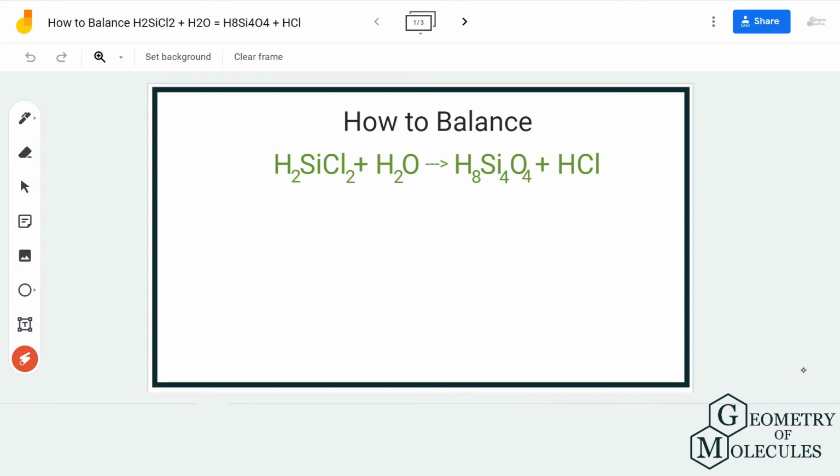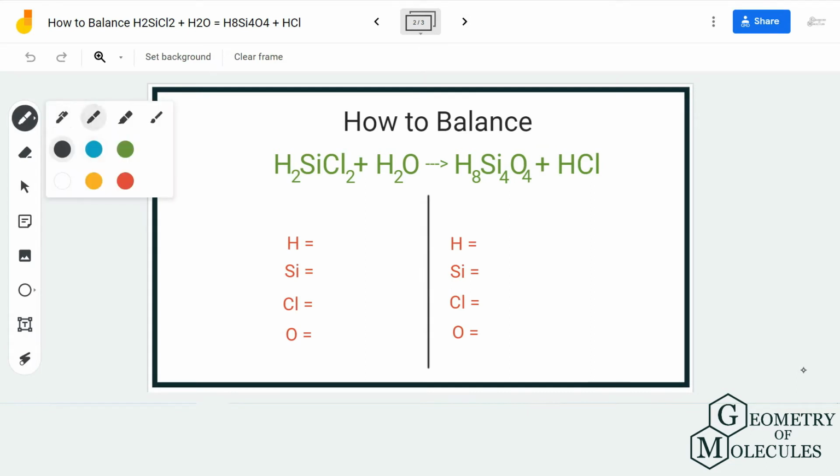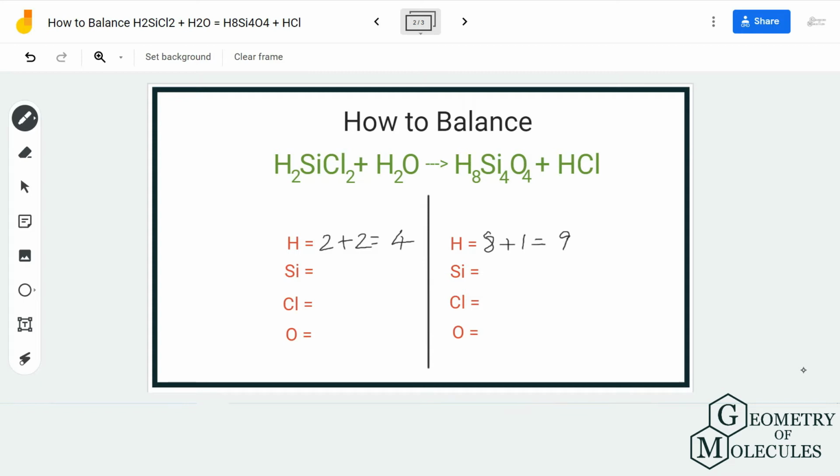So to start with balancing this equation, we first need to know the total number of atoms on both reactant and product side. This really helps to balance this equation within minutes. So always try and figure out the total number of atoms on both these sides, because it becomes really easy to balance it out. So for hydrogen we have 2 plus 2, 4 over here. Do not forget about the hydrogen atoms that are in the water molecule over here. On the product side we have 8 plus 1, because we have 8 hydrogen atoms over here and 1 hydrogen atom over here. So we have 9 hydrogen atoms for the product side.